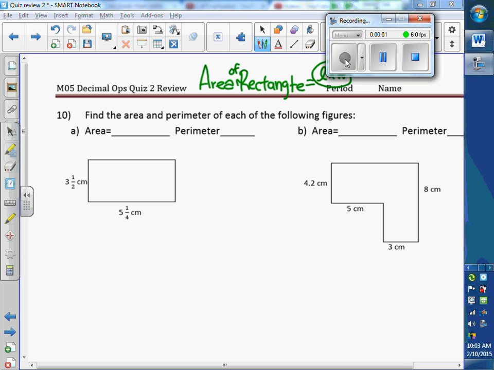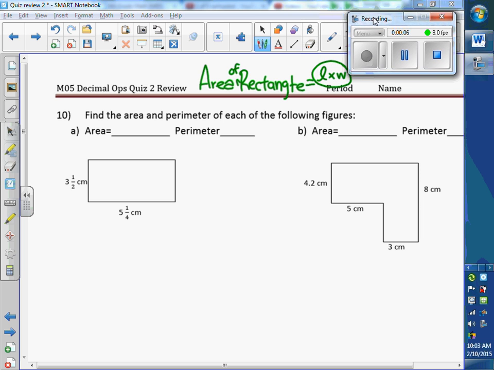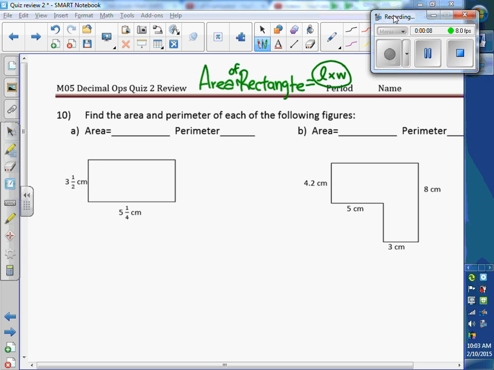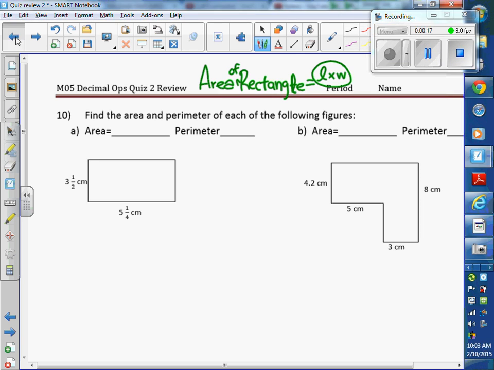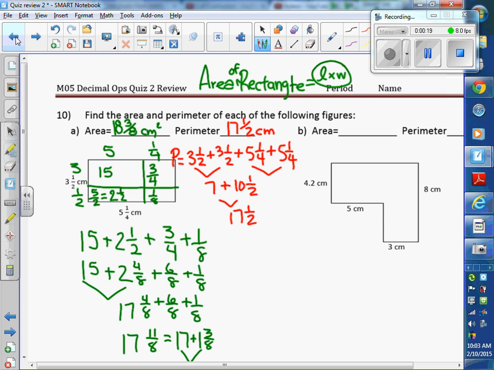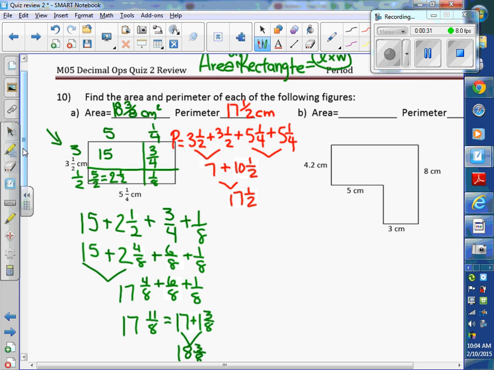Problem 10. Find the area and perimeter of each of the following figures. In order to do that, you have to do area of a rectangle, which is length times width. So before, one way to do this is break the problem into an area model with fractions, which you can see here. And we've done that method a lot.